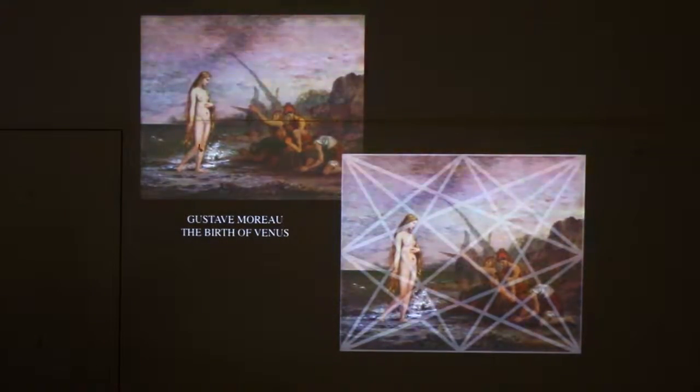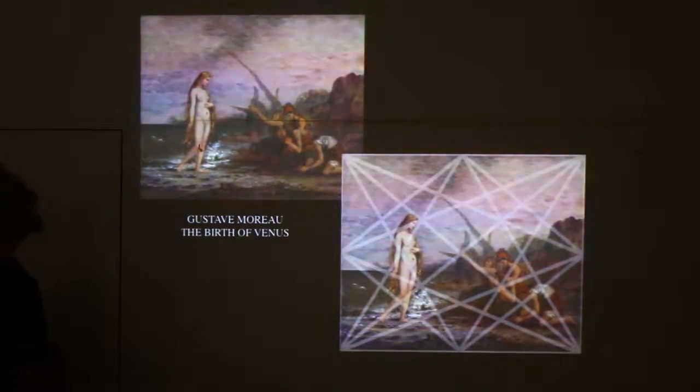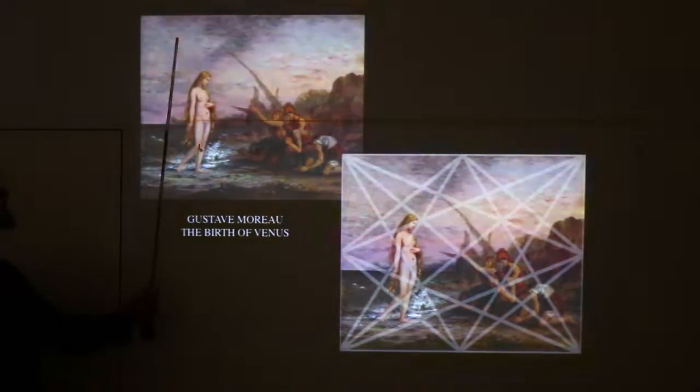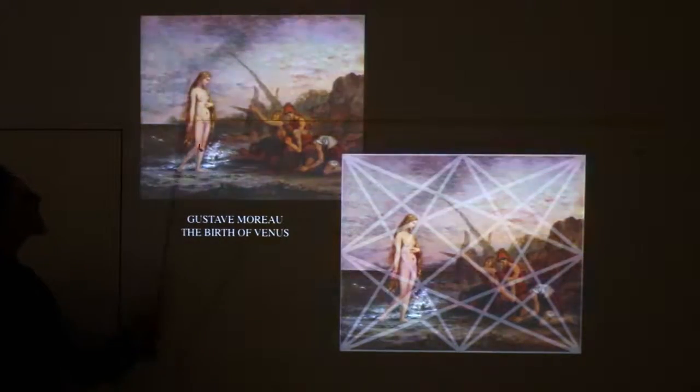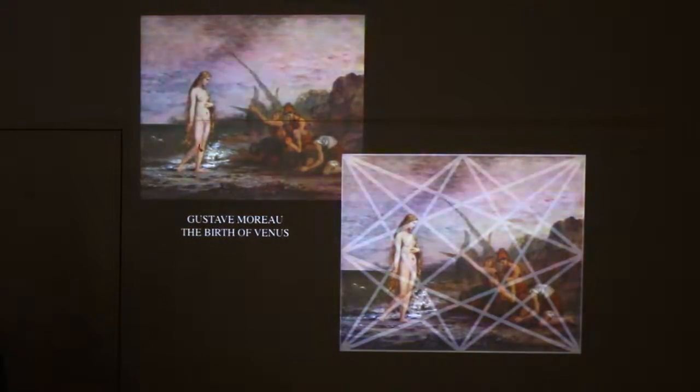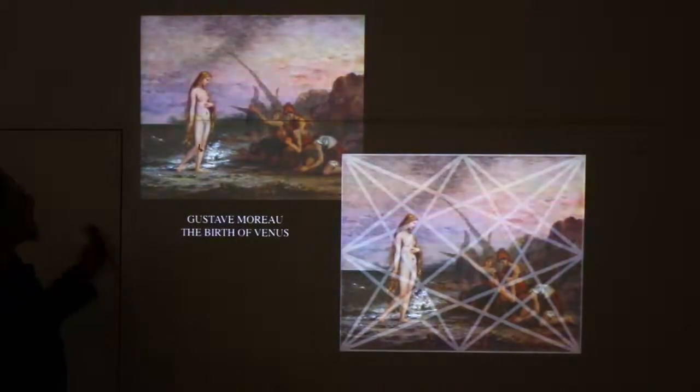The last example, again, The Birth of Venus by Gustave Moreau. And again, he prefers to have certain horizontal figures, but also strong diagonals and an interesting interaction between the diagonals and the verticals and horizontals.